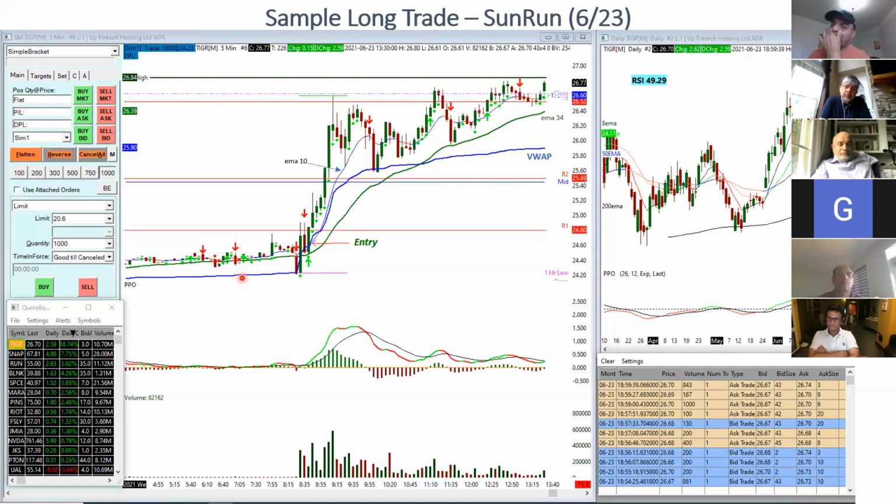Now, ideally we enter when our 10 EMA line crosses the 34 or this VWAP line in a positive mode, and the PPO line crosses the 0 or crosses the signal line. That's our point to enter. That's the long entry strategy.